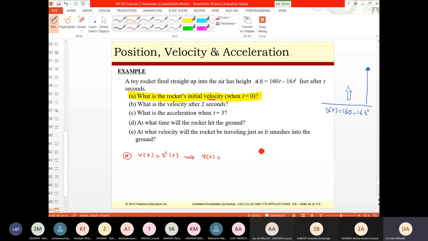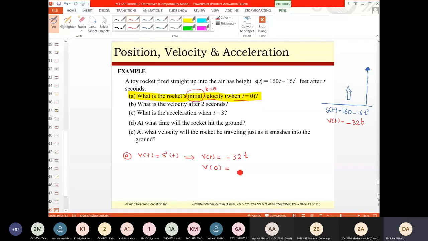Let me write it here. I'm going to use it again. This equals minus 32t. Initial means at the beginning of the time, so when t is 0. Even if they didn't give me t equals 0, I know the initial time, the beginning of the experiment, is t equals 0. So I want the velocity at t equal to 0.